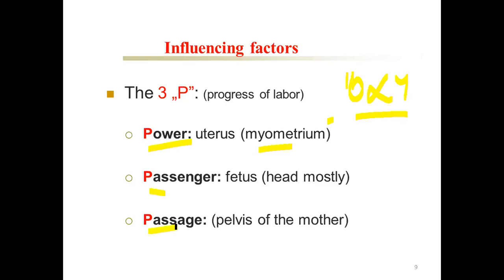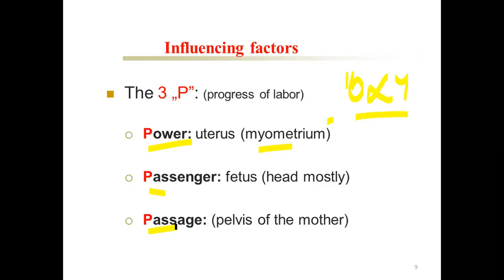Then the third one is the passage. How is the pelvis of the mother? Was it really adequate to allow the passage of that fetus? Sometimes there is a possibility of disproportion of the pelvic area, where the fetus size will not allow passage through the pelvic organ. Because of that, there is a possibility of fetal distress and death during labor. So even that one requires cesarean section.